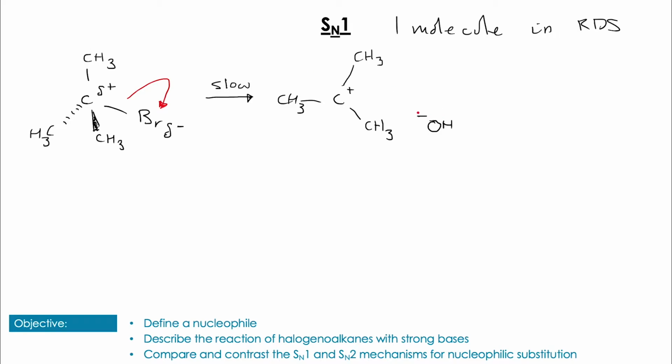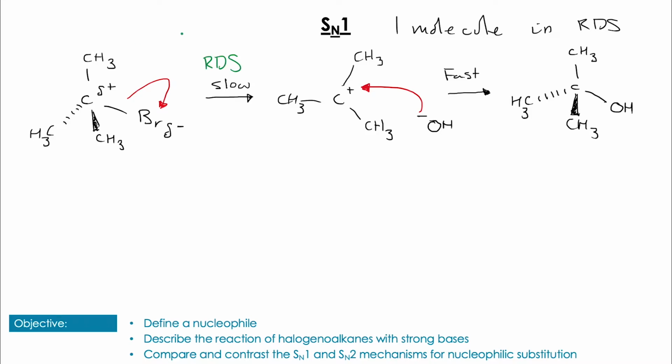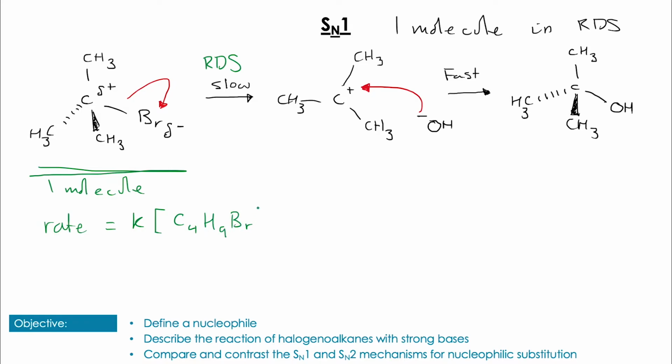And the OH- that is in the solution will then act as the nucleophile and attack this carbocation, which will be very quick because it's negative and positive attracting, and we will then form the corresponding alcohol as the bromine will have been substituted, and then we will form the salt of whatever metal hydroxide we used as a base. So just to go back through that, because our rate determining step only contains one molecule, our rate equation is going to be rate = k times the concentration of the halogenoalkane. The concentration of the nucleophile is not involved.